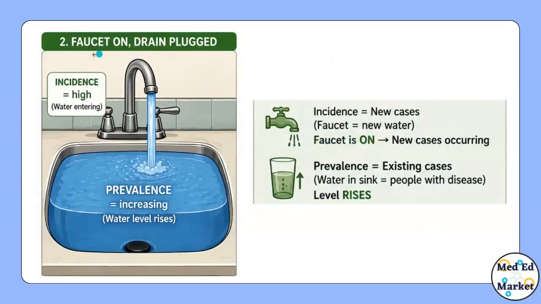Now in case 2, we have the faucet on, so new water is now entering the sink and our drain is still plugged. So what happens is new water is entering, and as it's entering, our water level in the sink is also rising. So that means new cases are occurring. That means incidence is increasing. And because new cases are being added into the population of total existing cases, that means our prevalence is also rising. So we have high incidence, high prevalence.